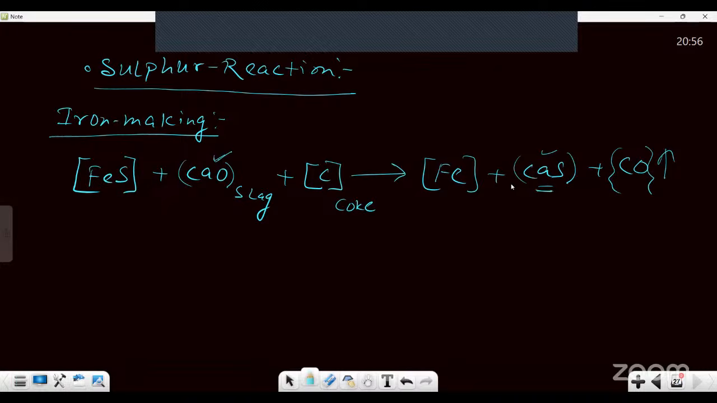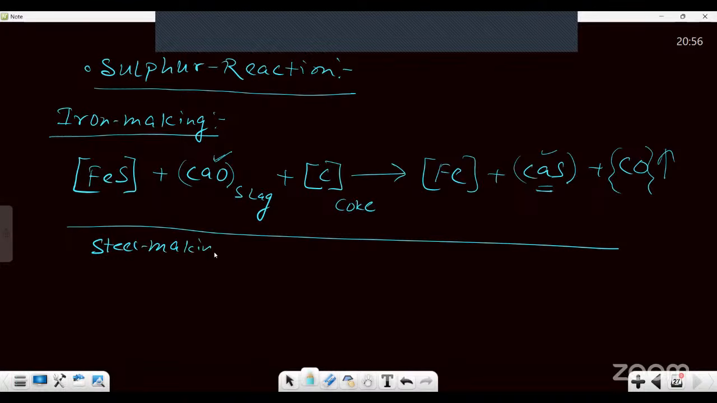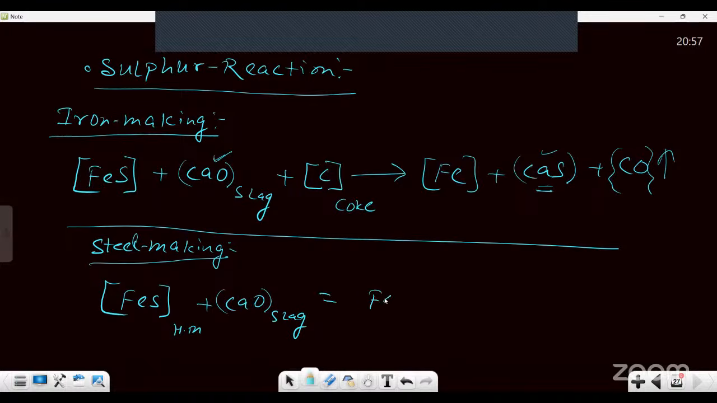Okay. Now, what is going to be the reaction in the steel making? In the steel making, the reaction is going to be FeS, which is in the hot metal, plus CaO. The CaO will come from the slag itself. So we will have FeO plus CaS, right? This is the slag metal reaction, and it is the steel making reaction.